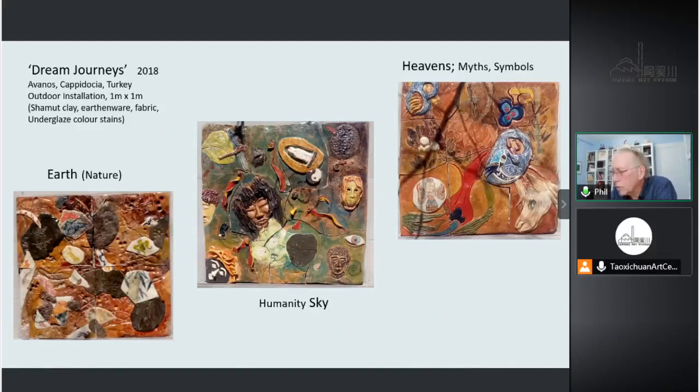On the first composition, Earth Nature, was constructed from the nature surrounding us at the time and includes grass, flowers, branches, rocks, soil, and leaves, etc. In Humanity and Sky, this represents the human condition as we walk in the Earth Nature. Although we are part of nature, we often see ourselves as separate from it.